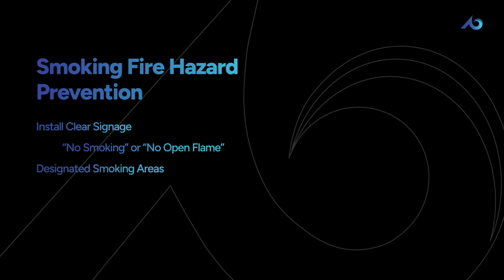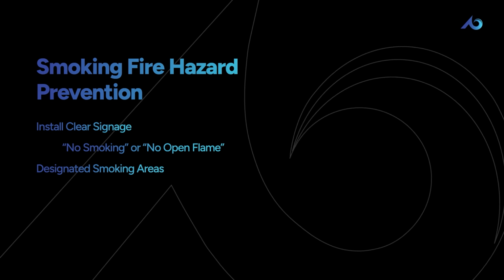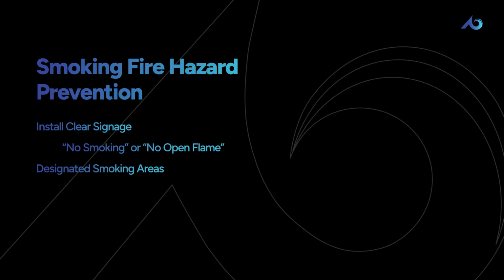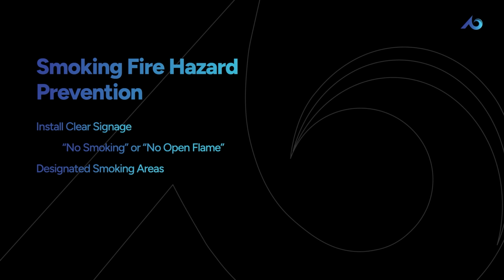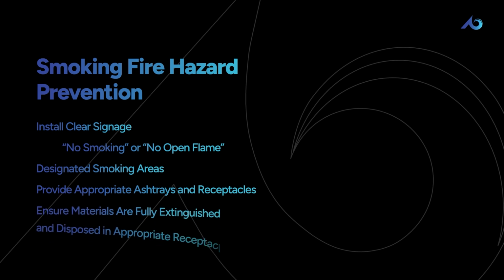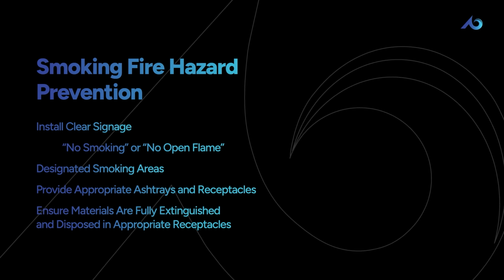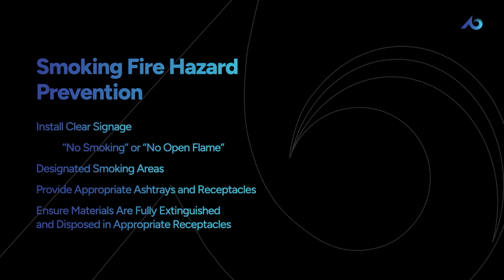Establish and enforce designated smoking areas that are well away from any flammable materials, work areas, or storage locations. These areas should be clearly marked as smoking areas and be equipped with appropriate ashtrays and receptacles for extinguishing and disposing of smoking materials. Always ensure that cigarettes, cigars, matches, and any other materials are fully extinguished before disposal. Only dispose of them in appropriate receptacles, never with the regular trash.